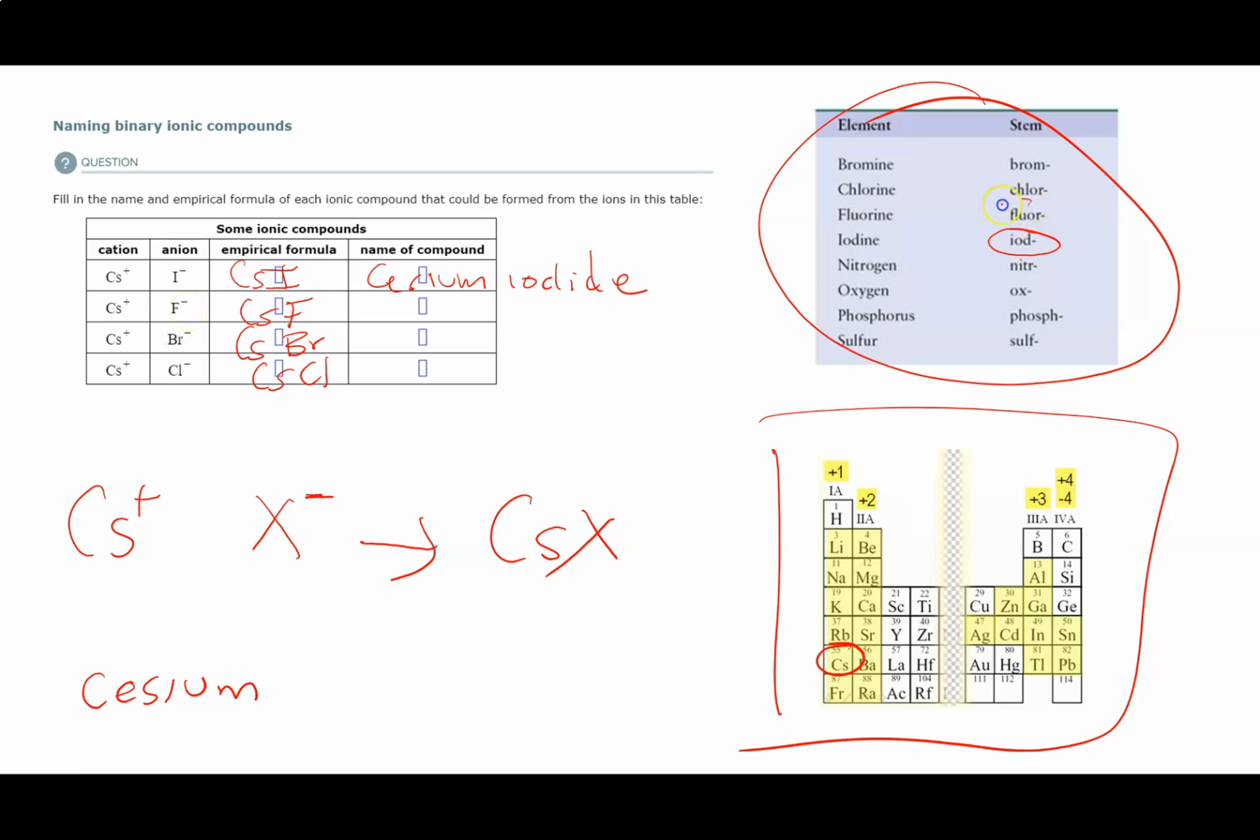There we go. Now for our next one, what is it going to be? Cesium. Fluorine has stem name fluor, and then we change the ending to IDE. So cesium fluoride. There we go. Our next one, still cesium, combined with the anion formed by bromine. The stem name for bromine, BROM, and then change the ending to IDE. Now you're seeing for the ionic compounds, we never use Greek prefixes. That's really important. Never use Greek prefixes for ionic compounds. Chlorine has stem name chlor. There it is. And then change the ending to IDE. Cesium chloride.